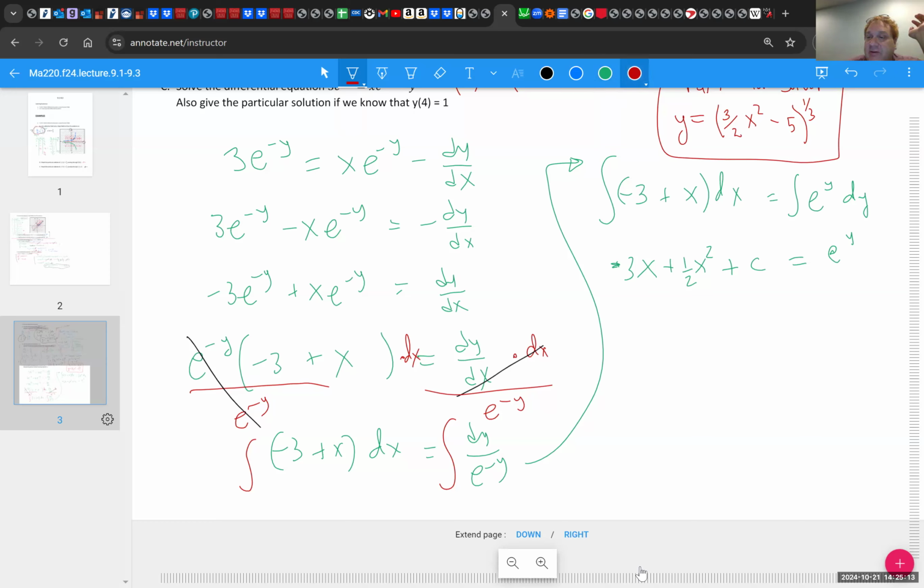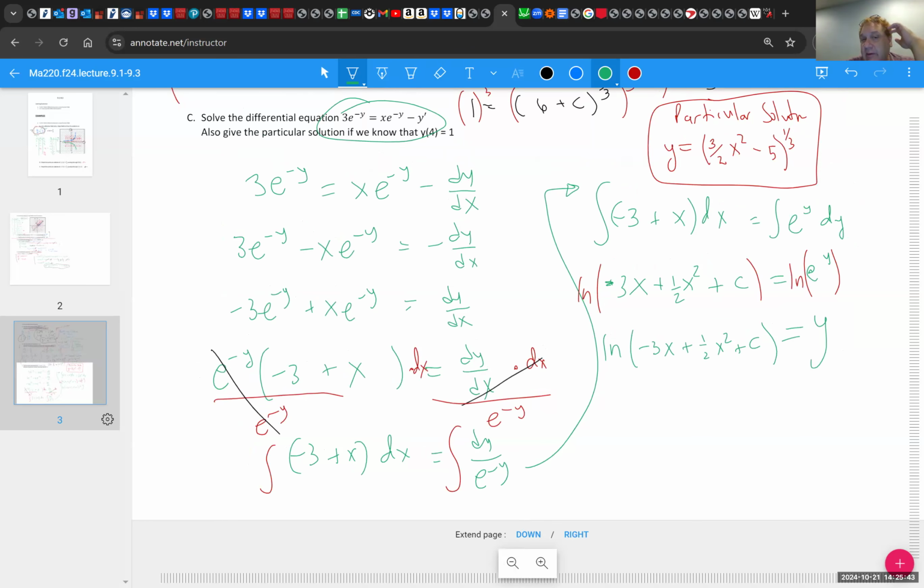We solve for y by eliminating the exponential, taking the natural log on both sides. And the natural log of e to the y is just y. And we have our general solution. It's the very pretty y equals natural log of -3x plus 1/2 x squared plus c. What a beautiful looking function. That is the solution to our differential equation, called the general solution to the differential equation we started with.